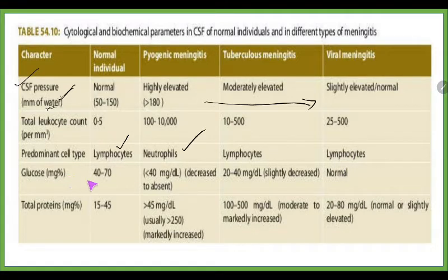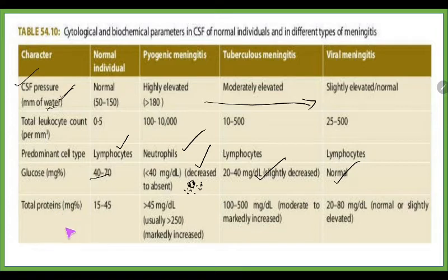Now coming to glucose. As many neutrophils are getting produced, these neutrophils need energy to survive, and therefore the glucose will be very much less, that is less than 40 in pyogenic meningitis. It is slightly decreased in tuberculous meningitis and normal in viral meningitis, because we know lymphocytes are normally present in the CSF in some amount.